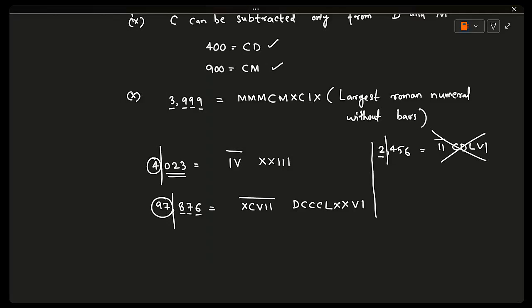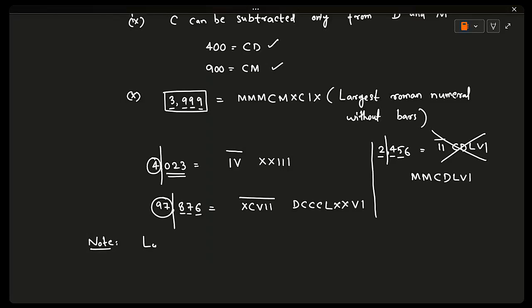So 2 place value is 2000, that is MM. 4 place value is 400, you can write CD. 5 place value is 50, L. 6 place value is 6, VI. So that's it. So only start using bars after 3999. And one important note point will be there, that is the largest Roman numeral we got without bars is 3999.